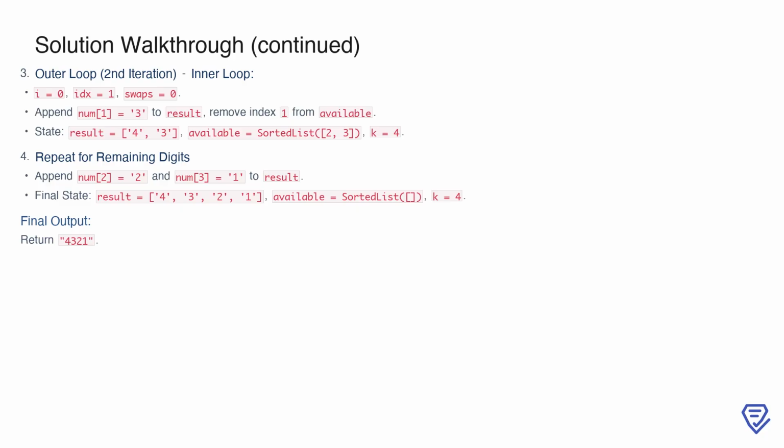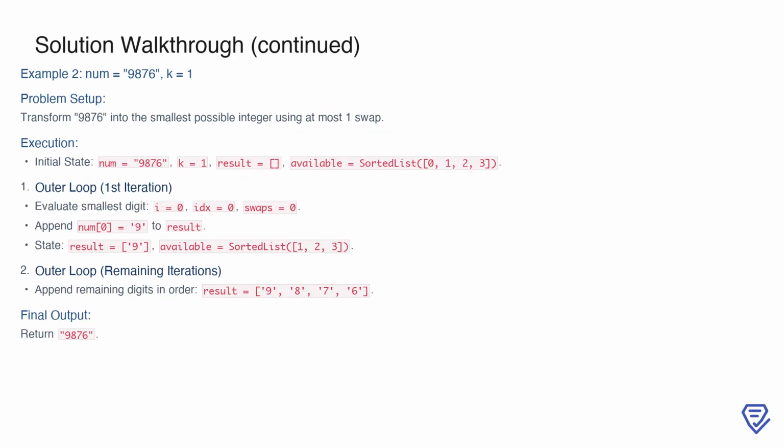Repeating this process for the remaining digits, we append 2 and 1 to the result one by one, as each is already in its correct position without requiring swaps. By the end, the result list contains 4, 3, 2, 1, and all indices in available have been used. Since no swaps were necessary, the final output remains 4,321.